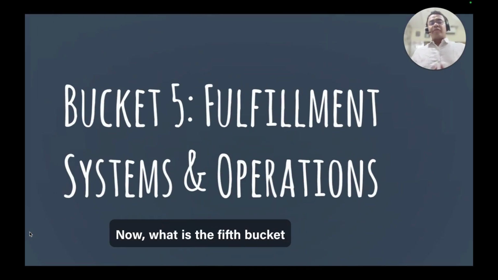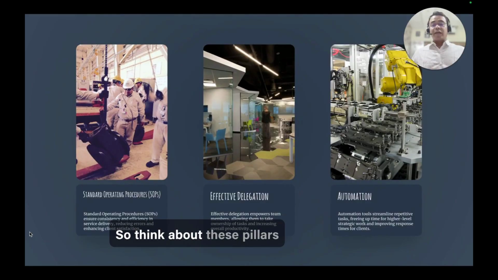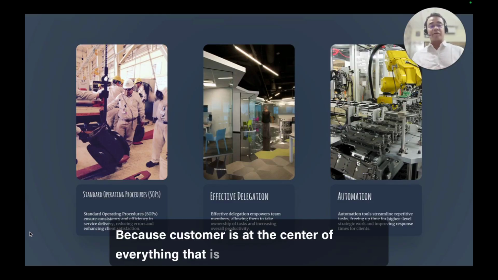Now, what is the fifth bucket that we are talking about here today? It's about the fulfillment systems and operations. So think about these pillars, which are important because any sustainable or successful business has to have standard operating procedures, which are the set of principles and guidelines that an organization adopts in order to function. And effective delegation is important because there would be a lot of team members responsible to ensure that the customer's task is carried out, and it should help in increasing the overall productivity because the customer is at the center of everything that is done.